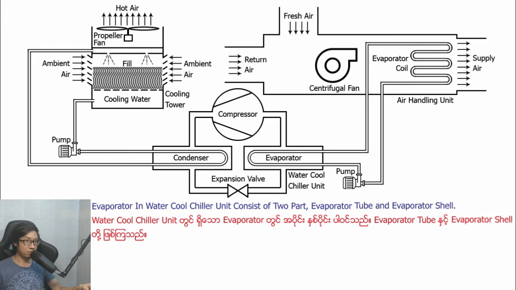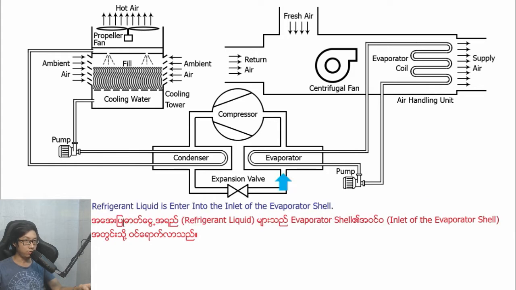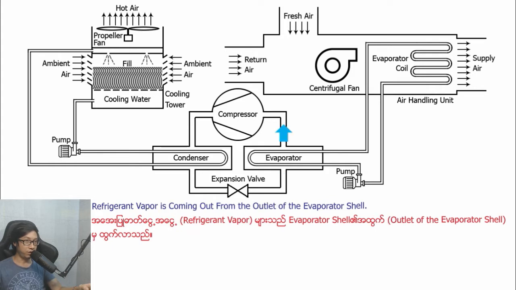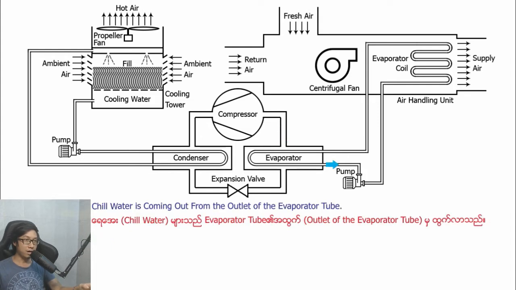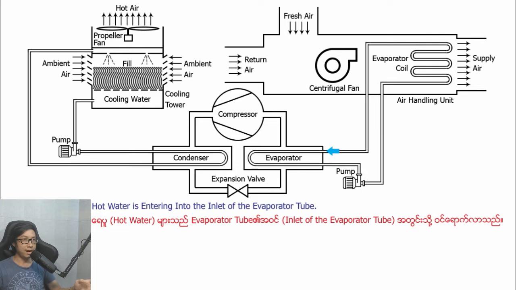The evaporator in the water-cooled chiller unit consists of two parts: the evaporator tube and the evaporator shell. Refrigerant liquid enters the inlet of the evaporator shell. Refrigerant vapor comes out from the outlet of the evaporator shell. Chilled water comes out from the outlet of the evaporator tube. Hot water enters the inlet of the evaporator tube.